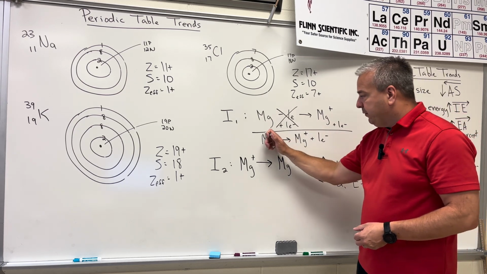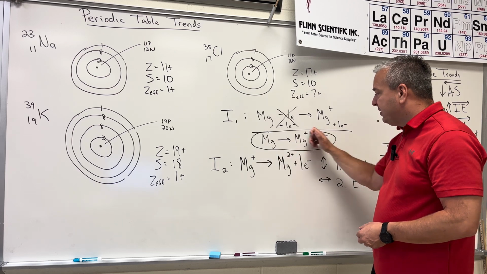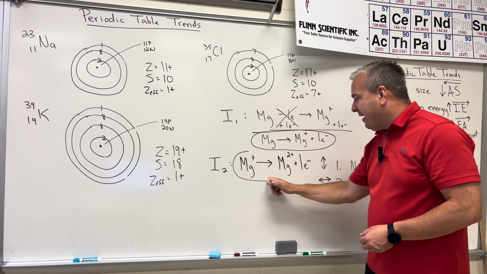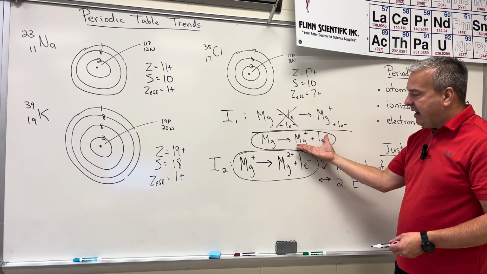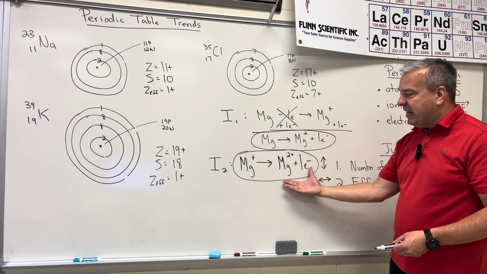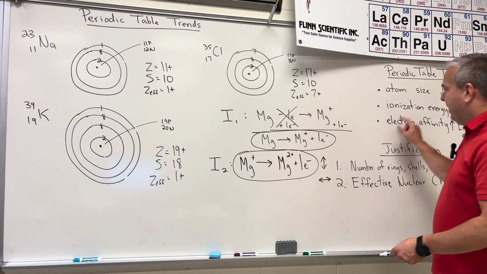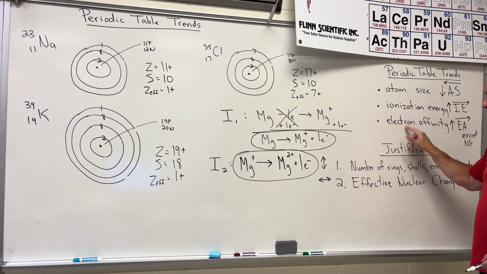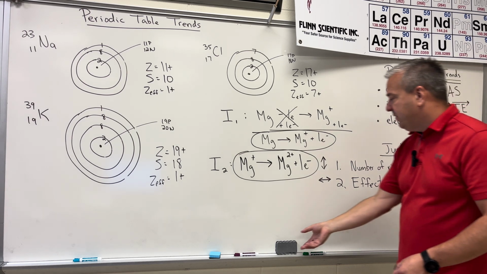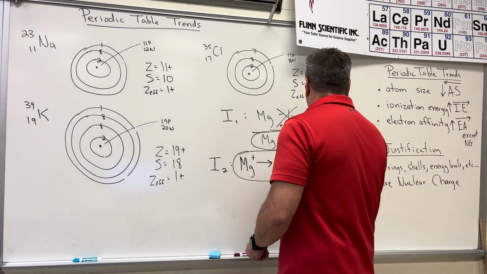So we just got to get comfortable with writing these equations for the ionization process of magnesium. This is the first ionization, and this is the second ionization. And so that's a little bit of equation writing for ionization energy. We also have equation writing for electron affinity. So let's go ahead and do electron affinity.